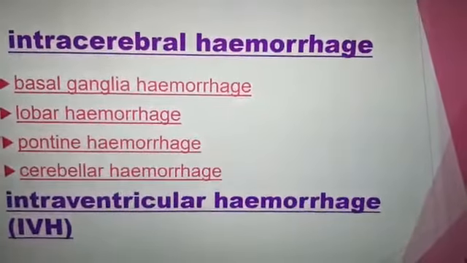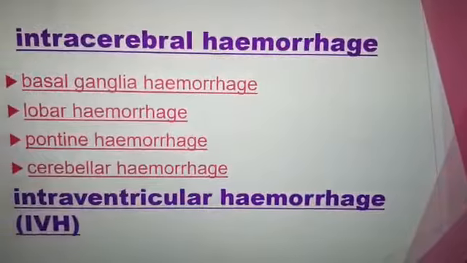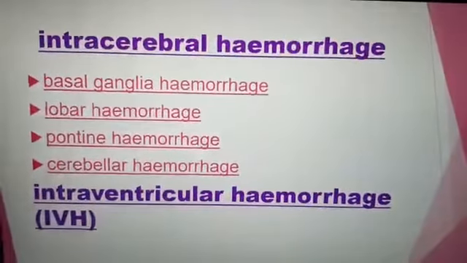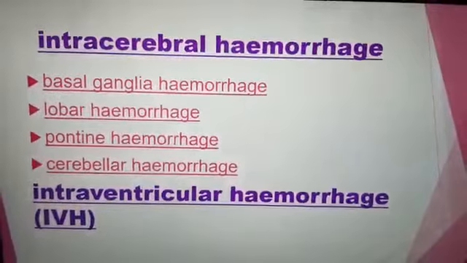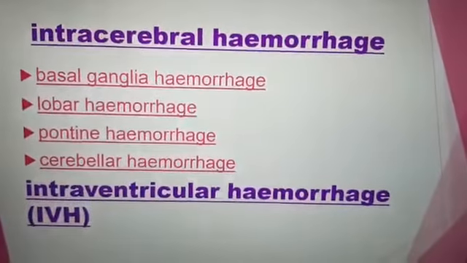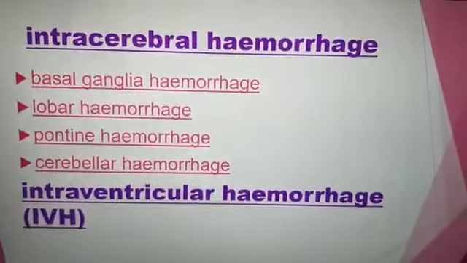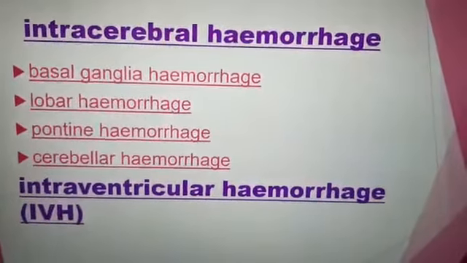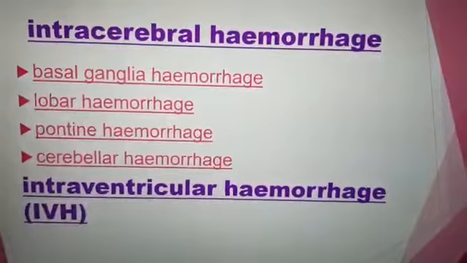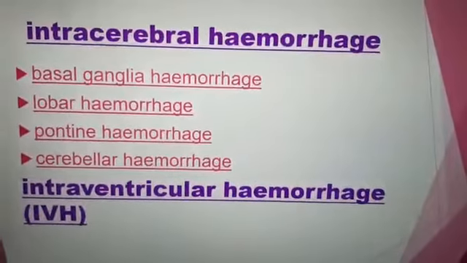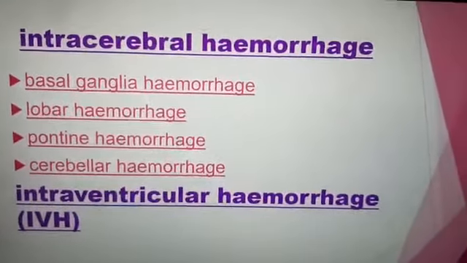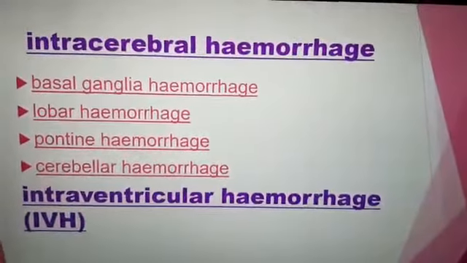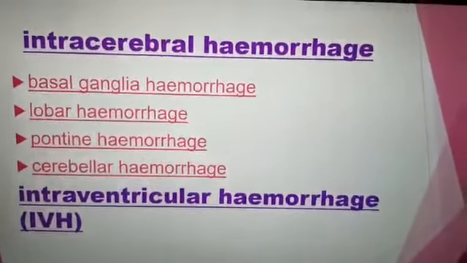Intraaxial hemorrhage has two types: intracerebral and intraventricular. Intracerebral means the hemorrhage is inside the brain itself, so it can be in the basal ganglia, lobar, pontine, cerebellar, wherever. In the brain, it's called intracerebral hemorrhage. Intraventricular means the hemorrhage is inside the ventricle. So we have two types of intraaxial: intracerebral and intraventricular.